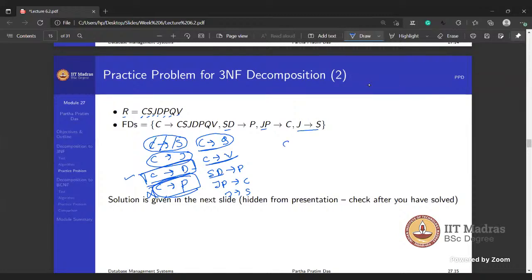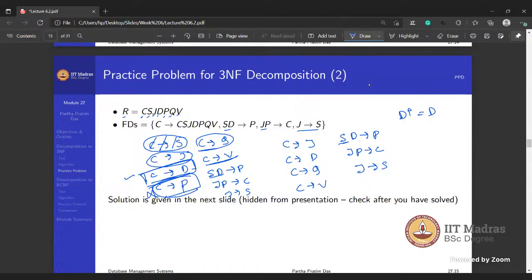So we will get C determine J, C determine D, C determine Q, then C determine V, then SD determine P, JP determine C, and then J determine S. Then we have to check extraneous attributes. So without the help of S, find D closure. What will we get? Only D. So S is not an extraneous attribute.